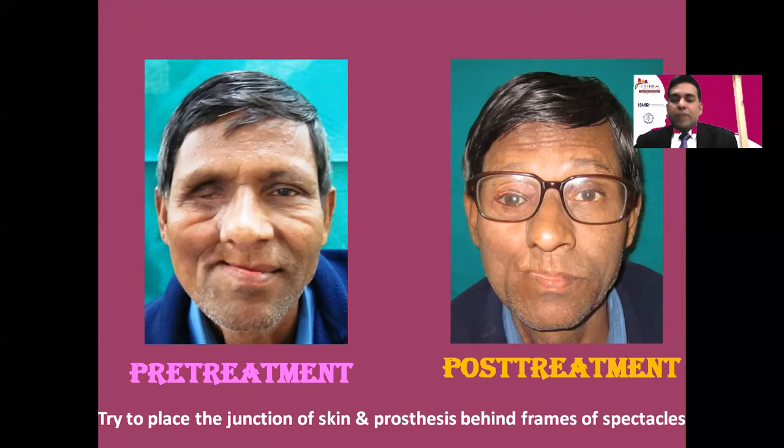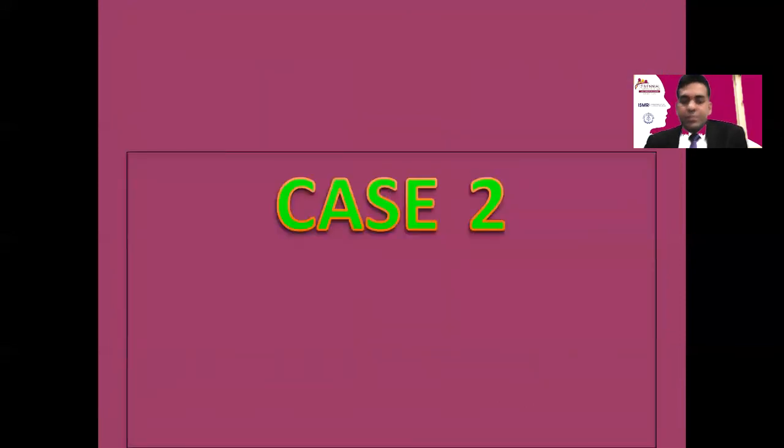You can ask the patient to use these spectacles or glass frames so that the margin of the prosthesis can remain hidden behind the frames, and you can camouflage the final outcome of your prosthetic rehabilitation. So you try to place the junction of skin and prosthesis behind the frames of spectacles.